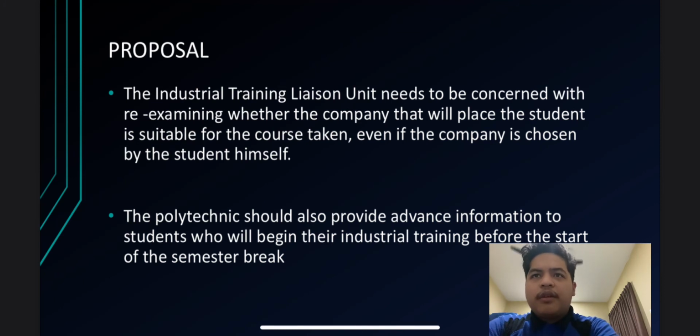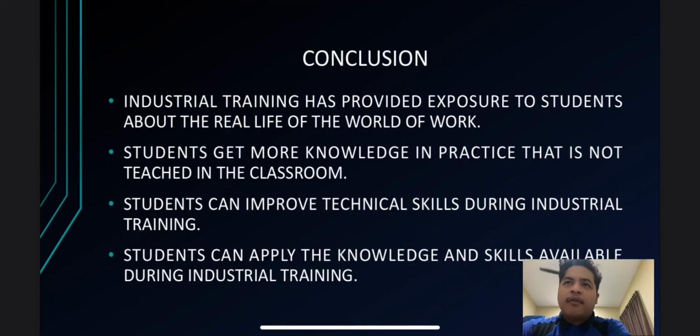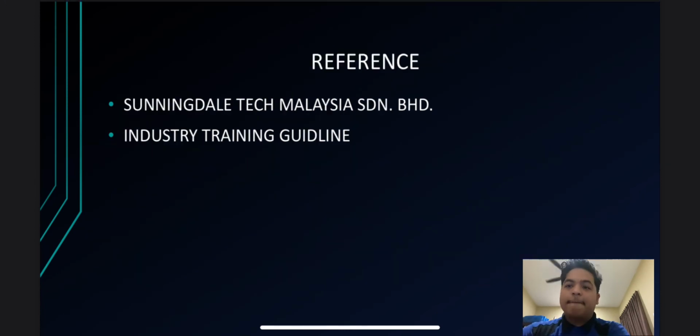The polytechnic should also provide advance information to the students who will begin the industrial training before the start of the semester break. So for the conclusion, industrial training has provided exposure to students about the real life of the world of work. Students get more knowledge in practice that is not taught in the classroom. Students can improve technical skills during industrial training. Students can apply the knowledge and skills available during this industrial training. For the reference is Sunningdale Tech Malaysia and the industrial training guideline.